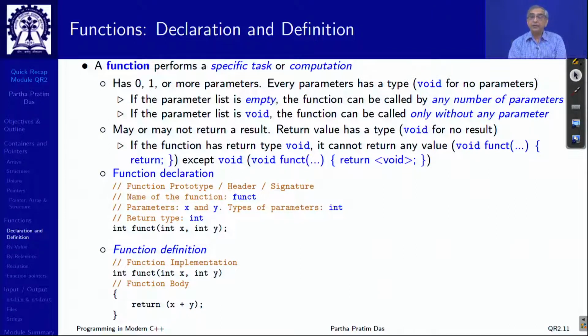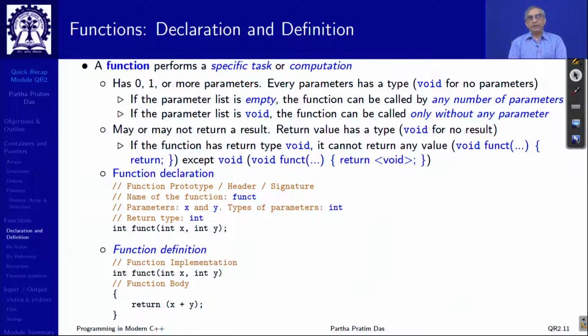What certainly is most important is a function, which does a specific task or computation. I said that a function usually is an expression because it does a computation and returns a value, but its return type could be void, in which case it is just performing some task. It is just a statement by itself. So, a function can have no parameter, 1 parameter, more parameters.